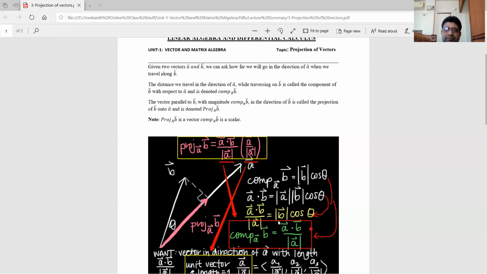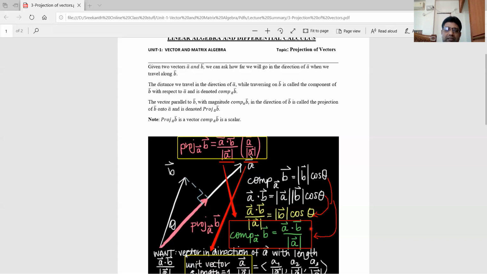But already we know that A bar dot B bar by magnitude of A bar is magnitude of B bar cos theta. So if you compare these two equations, what you will get is A bar dot B bar by mod A bar is nothing but the component of B bar along A bar. So now I got the scalar, the magnitude I want, but I want the projection. So the projection is nothing but a vector parallel to A bar, in the direction of A bar.